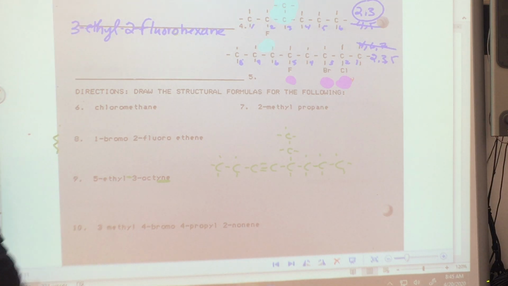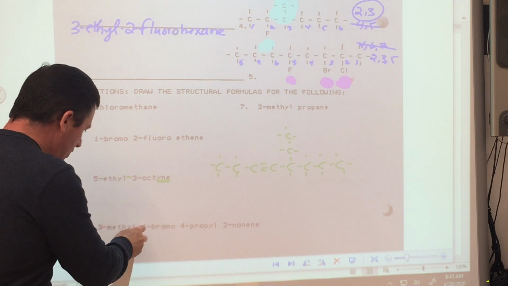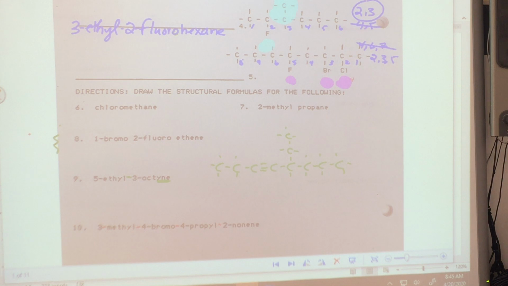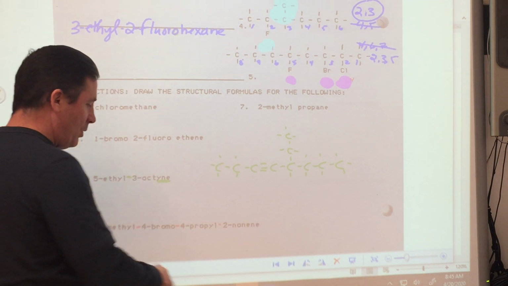And the last one is 3-methyl. There should be a dash here and here and here and here. 3-methyl, 4-bromo, 4-propyl, 2-nonene. This is a good one. You can put it down here. I'm going to erase this so it's a little bit more clear.